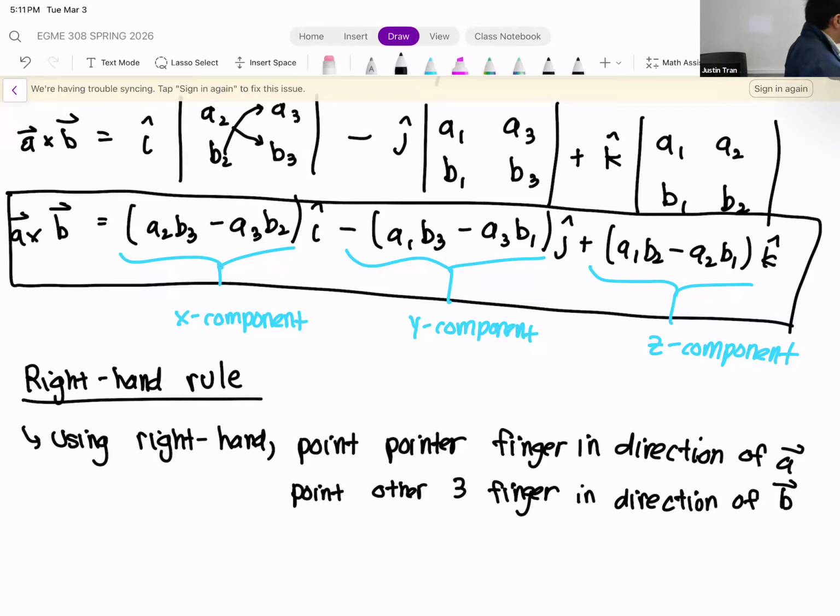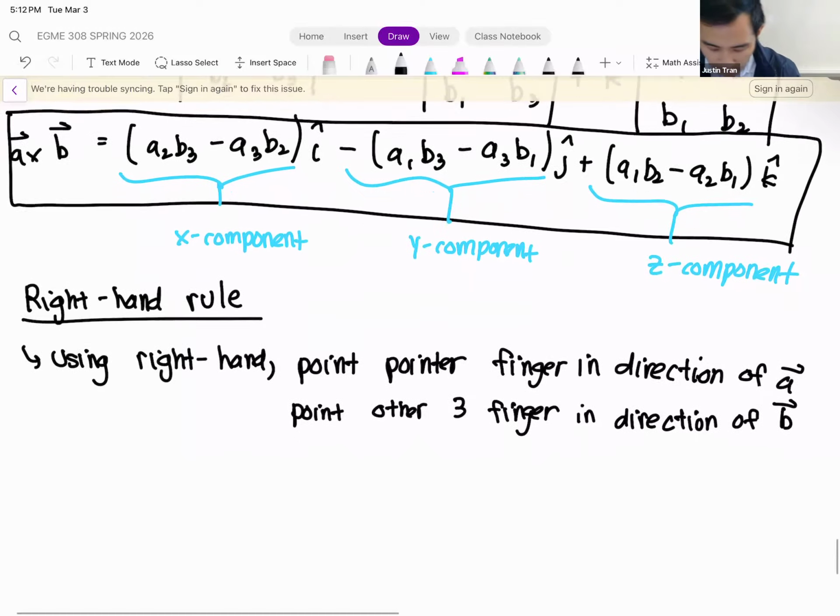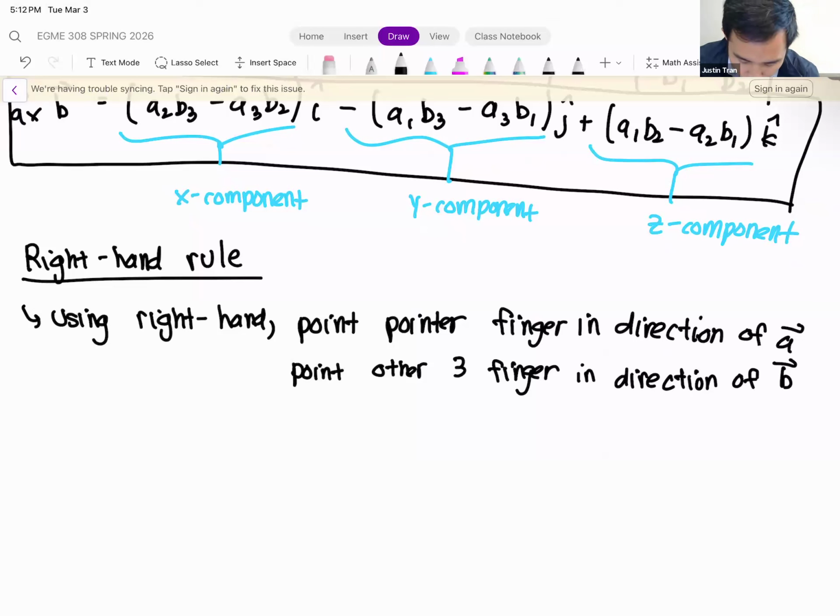Your middle finger, your ring finger, your pinky, point those in the direction of the B vector, whichever comes second in the cross product. And so you do that. The natural direction of your thumb is going to be the direction of their cross product.